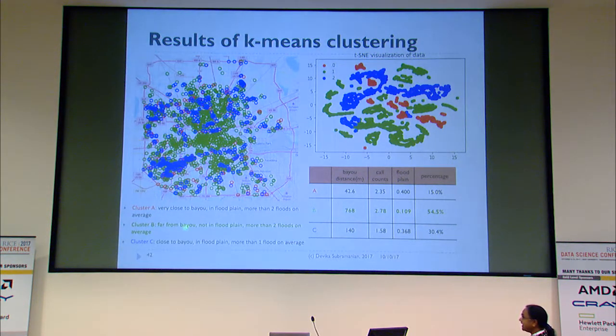Cluster B, you're far from the bayou, you're not in the floodplain, and you have more than 2 floods on average. Well, unexpected. And it's actually 54% of homes. The other is you're close to the bayou, you're in the floodplain, and you have only 1 flood on average, 1.58. So let's look at this green cluster, which is cluster B. We are far from the bayou, not in the floodplain. So what we did there is we took all those homes, put a 200 by 200 meter tile from the LiDAR data, and actually analyzed them.